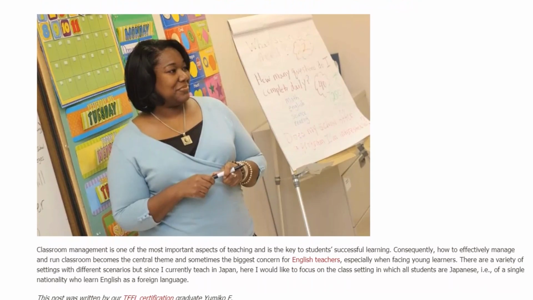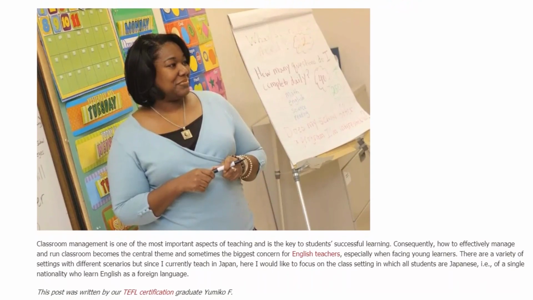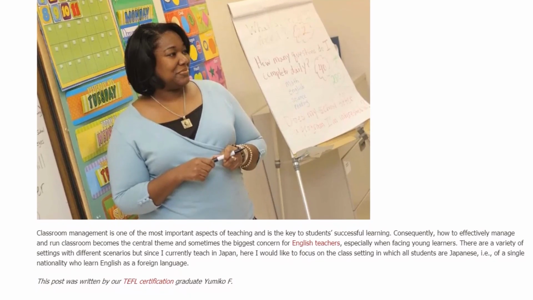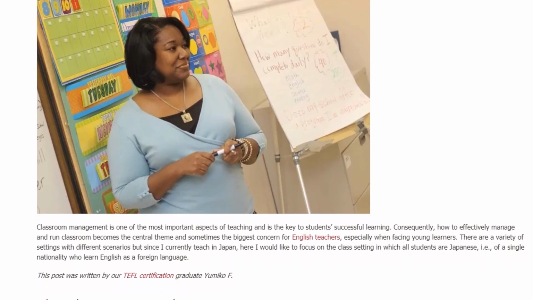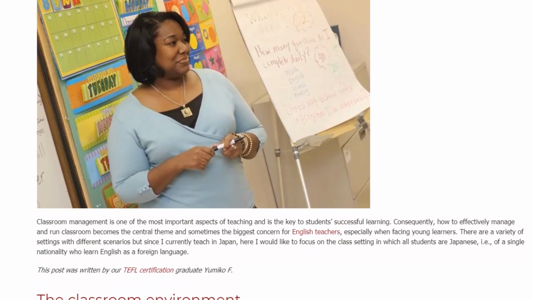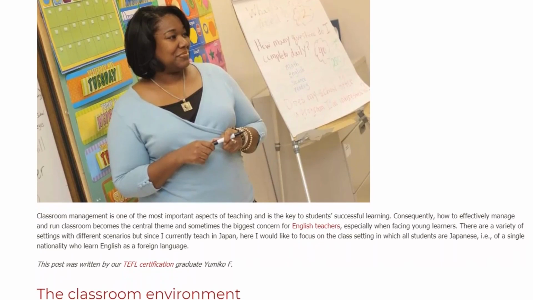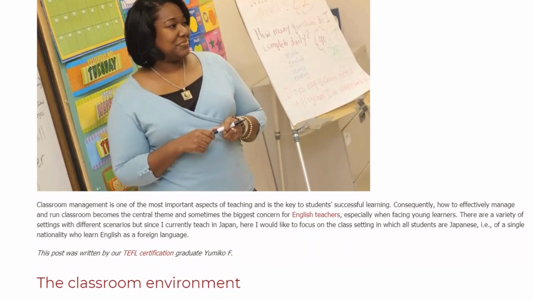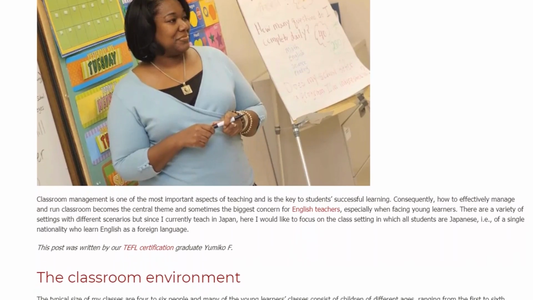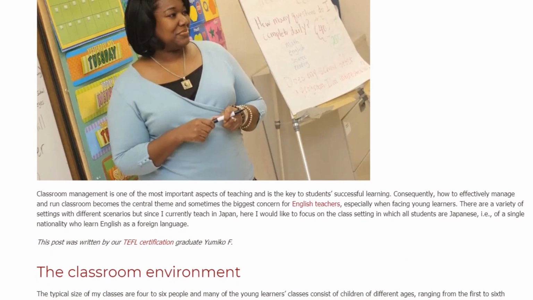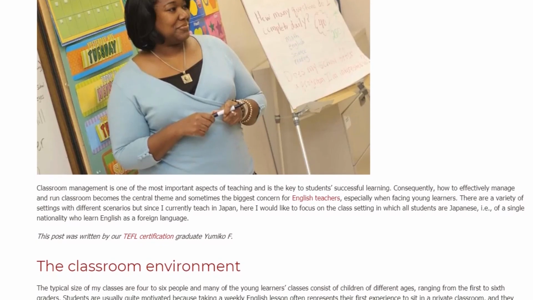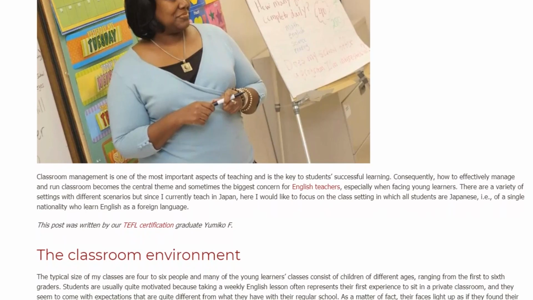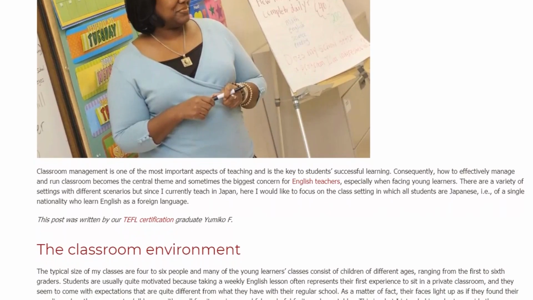There are a variety of settings with different scenarios, but since I currently teach in Japan, here I would like to focus on the class setting in which all students are Japanese, that is, of a single nationality who learn English as a foreign language. The classroom environment. The typical size of my classes is 4 to 6 people, and many of the young learners' classes consist of children of different ages, ranging from the 1st to 6th graders.